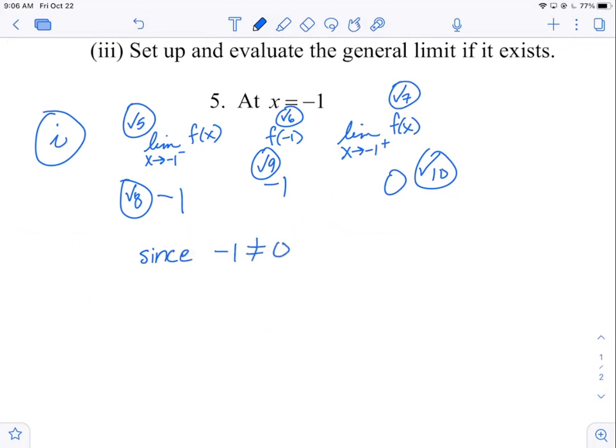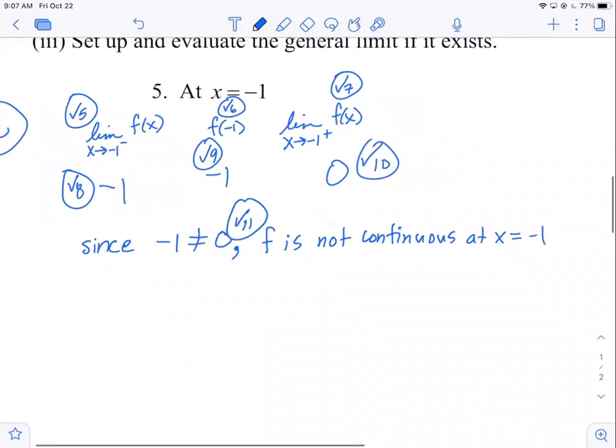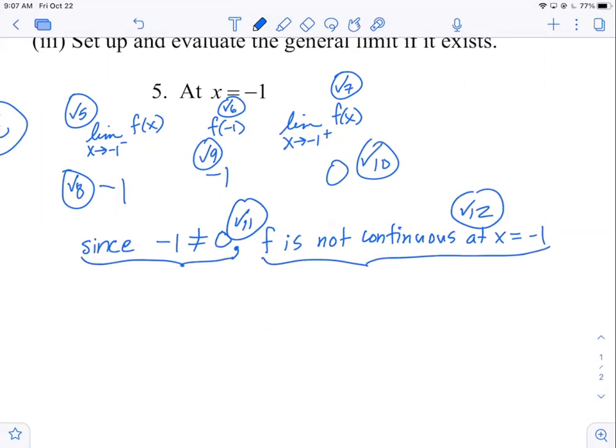-1 does not equal 0. That's going to be check number 11, comma, f is not continuous at x equals -1. And that's the 12th check. You need all of that, okay? Those two can be flipped, right? F is not continuous at x equals -1, since -1 does not equal 0. If you left off anything on the right side, like you left off F or you left off the location, you don't get the check, okay?